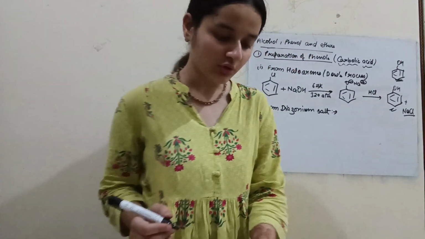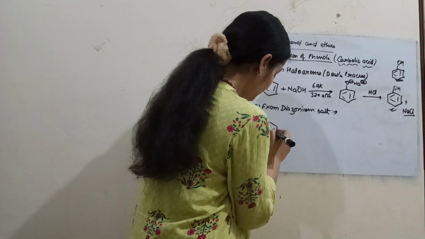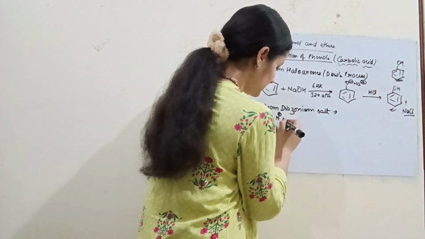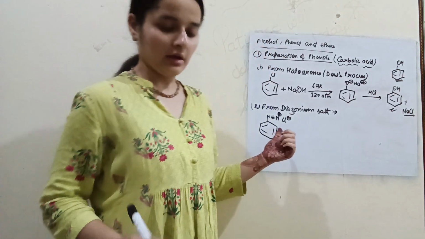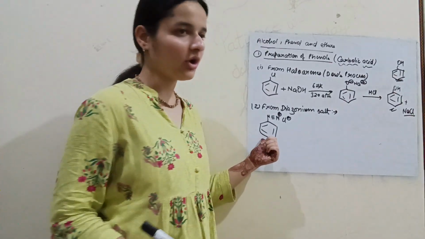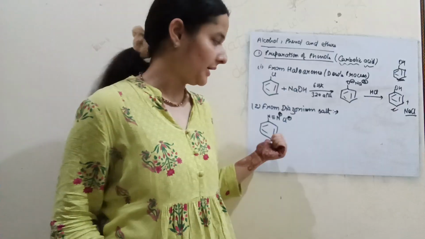So what is the diazonium salt? Diazonium salt is what? N triple bond N positive, Cl negative. So this is your diazonium salt. This is BDC, benzene diazonium chloride.